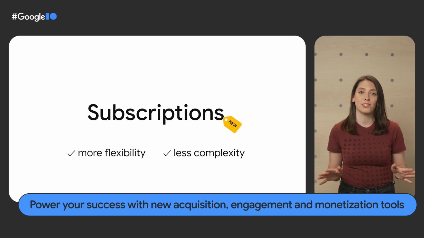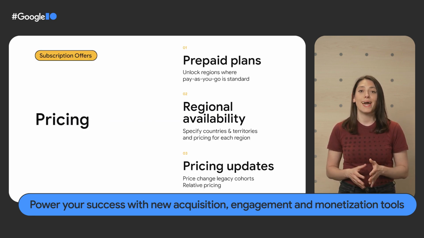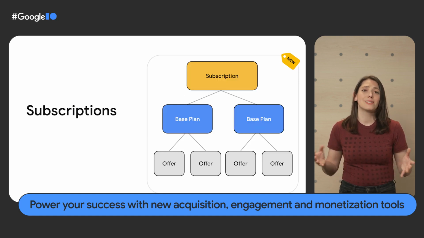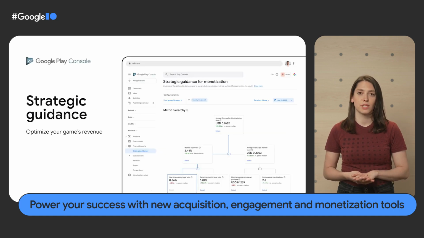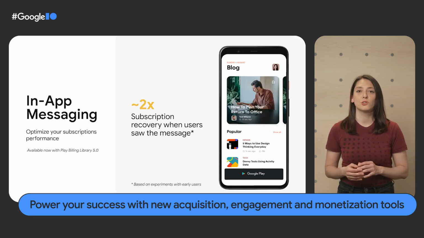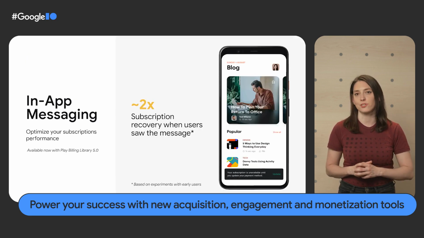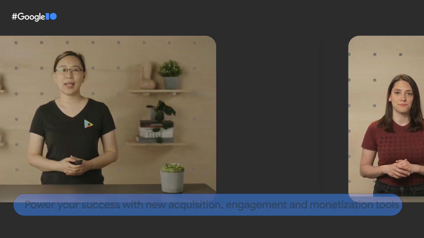Subscriptions have been reimagined, bringing you more options around offers eligibility and pricing, and less complexity, without the need of adding more SKUs for each new offer in your subscription. To optimize your performance, we launched strategic guidance for monetization and in-app messaging to recover and boost your revenue potential. Check out the talk for all the details on these new tools.